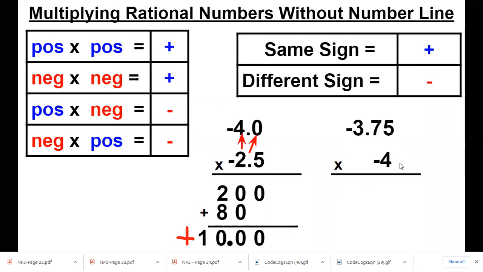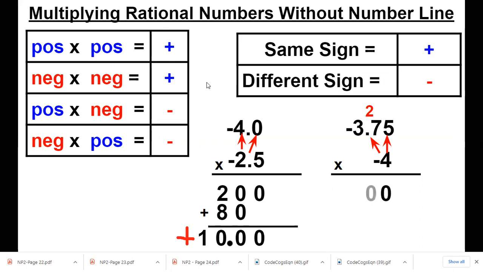Okay, I'm first going to multiply the -4 times each number above it, starting with the 5. 4 times 5 is 20. I'm going to put down the 0 and carry the 2. Then I'm going to multiply the 4 times 7. 4 times 7 is 28, plus the 2 that I carried, 29, 30. So that's going to be 30.